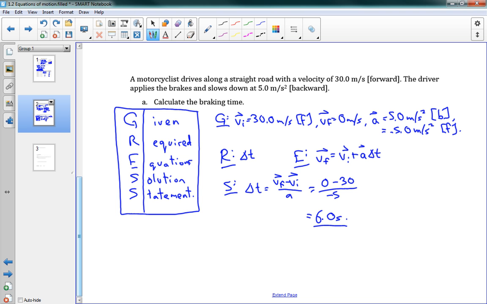Good. And then the very final step is my statement. So I can say, therefore, the braking time is 6.0 seconds. I'm going to say it's a good idea to have this sort of a statement with words and everything. Therefore, the braking time is 6.0 seconds. If you just write, therefore, delta t equals 6.0 seconds, I will accept it.